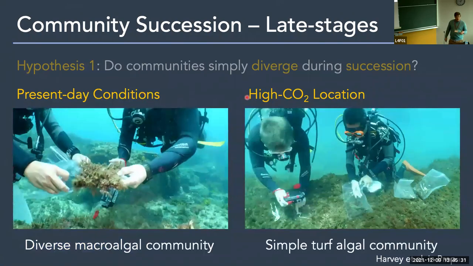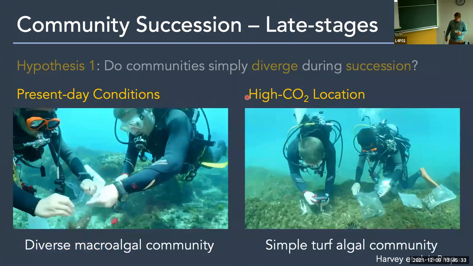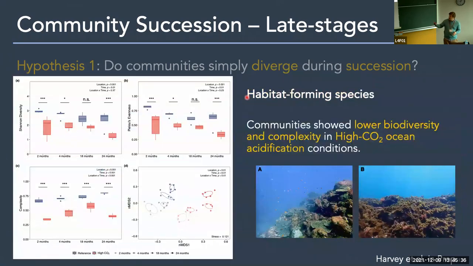So when again we look at the metabarcoding of this, this is just focusing on the habitat forming species. So we can see on the left here, we have an indication of the diversity, where blue is our reference, red is our high CO2. We can see that for the diversity, generally you have lesser diversity in the ocean acidification. When you look at the evenness, you can see we have lower evenness in the high CO2.